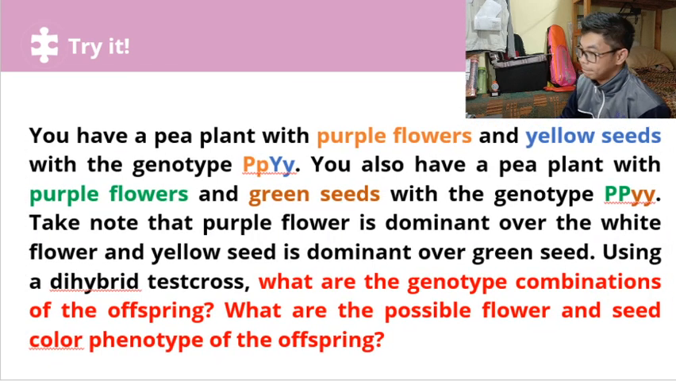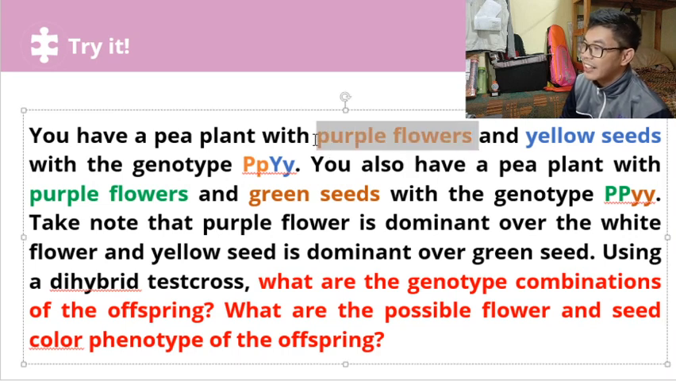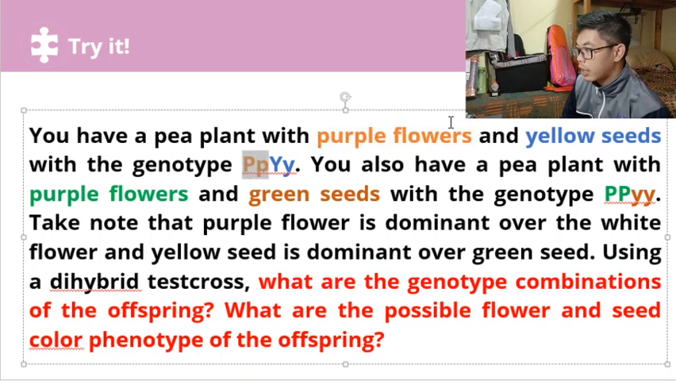Alright? This is how you first, if you're going to answer problems, you need to know first the parents. Minsan kasi, sabihin lang nila na purple flower ganito and just add there if heterozygous or homozygous. In this case, capital P and small p will tell you that this is a heterozygous purple flower. You have here a capital Y and a small y. This will tell you that this is a heterozygous yellow seed.